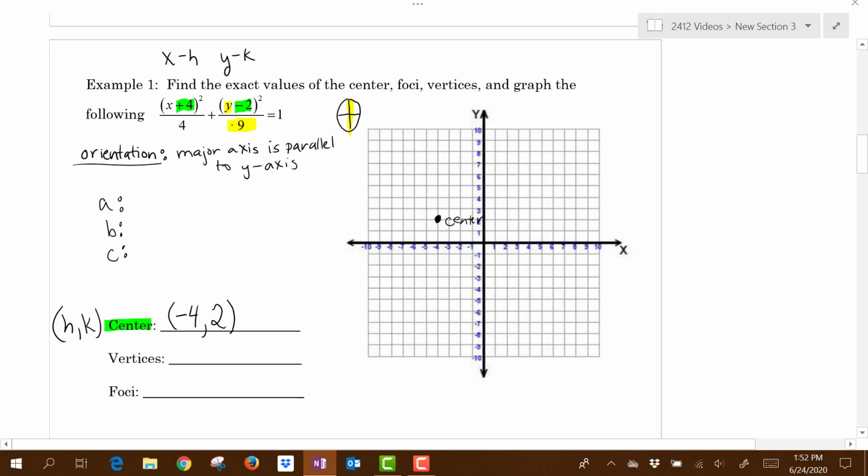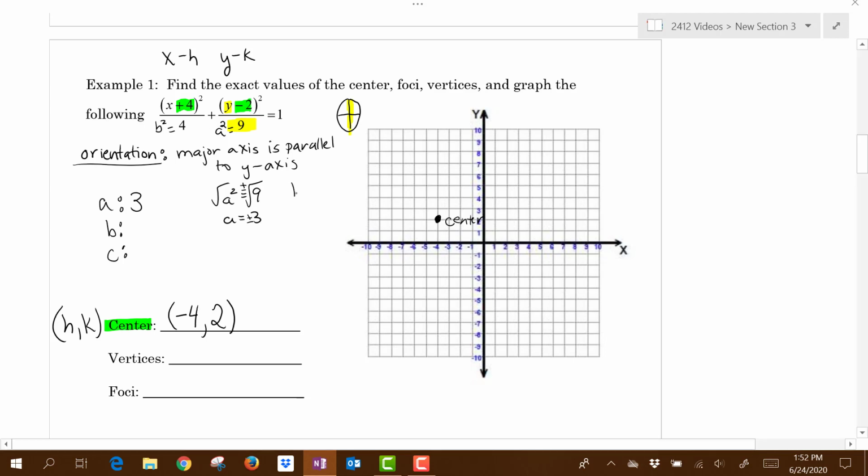Alright, so we said that the 9 was the larger, so that's automatically defined to be a squared. And the other value then is automatically assigned to be b squared. Alright, so what is the a? So be careful of something. If we say a squared is 9, take the square root of both sides, a is going to be 3. If you want to do plus and minus, you can. But we're really considering these as distances. So if you think about it as positive or negative, it really doesn't matter.